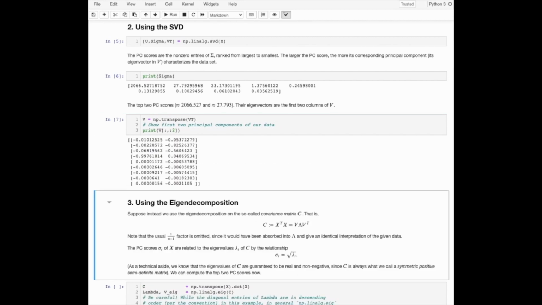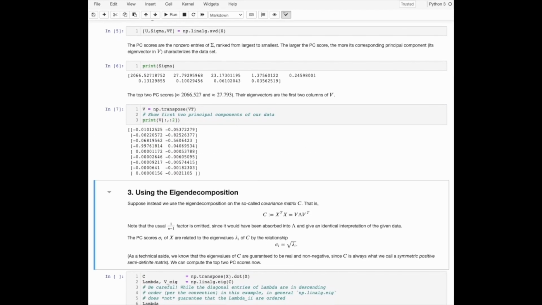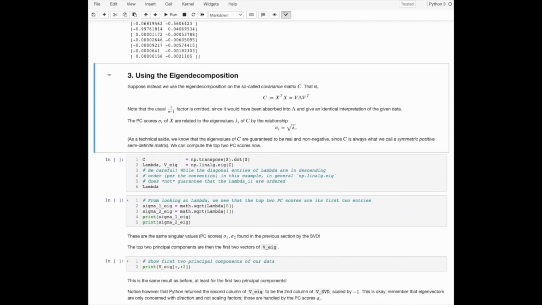Now, alternatively, we can use an eigendecomposition on the covariance matrix. The reason that the usual 1 over n-1 factor is omitted is that it would have been absorbed into the diagonal matrix capital lambda anyway, giving an identical interpretation of the dataset. So what do I mean? Well, in order to determine which eigenvectors are the principal components, we're going to look at which PC scores are largest. And if we scale all of the PC scores by the same factor, that's not going to affect their ordering relative to one another.